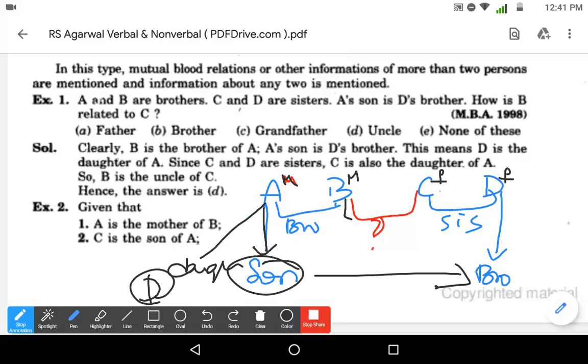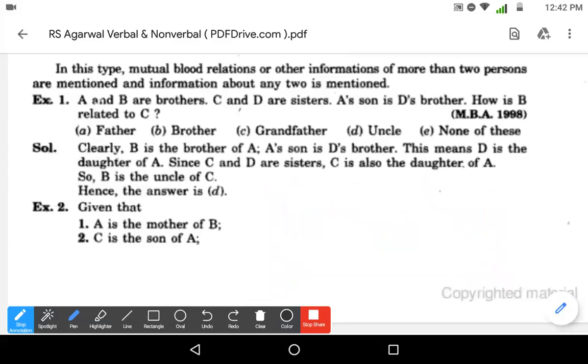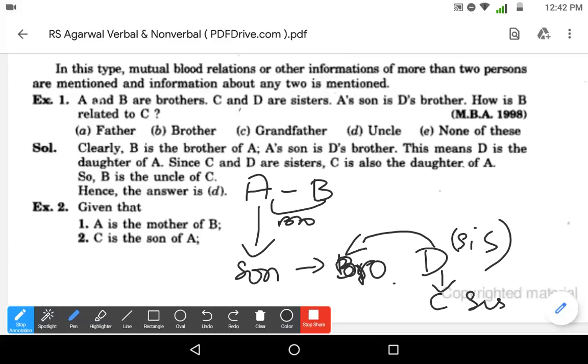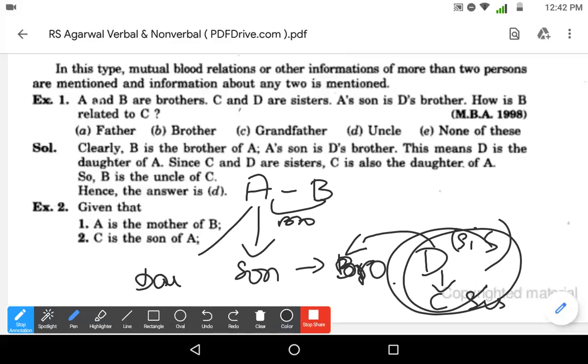So, how are B and C related? Now, please understand, A and B are brothers and A's son is the brother of D. D is a sister, right? If A's son is a brother, which means D is a sister. So if D is a sister of this son, which means C is also a sister. If D is the daughter of A, C is also the daughter of A.